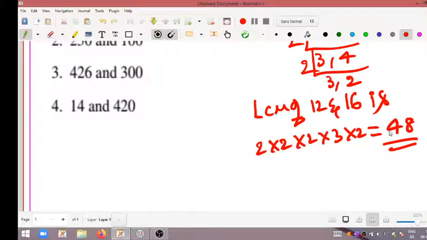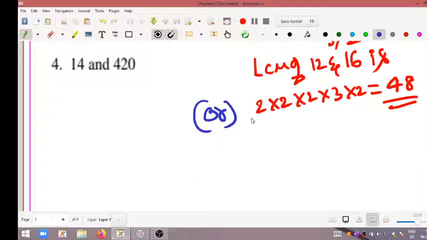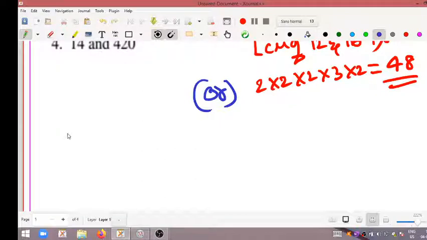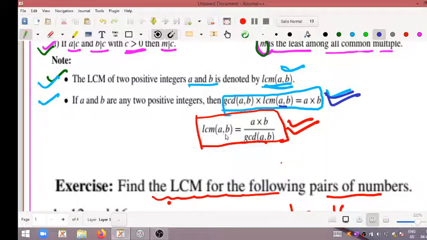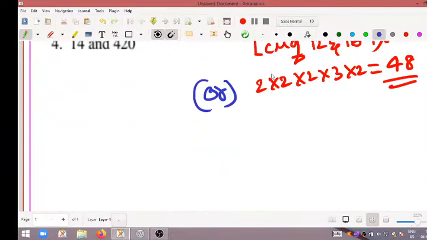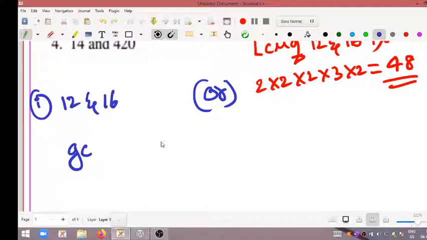But for our lab program, the Maxima program, we want to do it like this. First, we want to use this formula: LCM of A comma B is equal to A into B divided by GCD of A comma B. So first we want to find the GCD of A comma B. For the first problem, 12 and 16, we want to find the GCD of 12 comma 16.